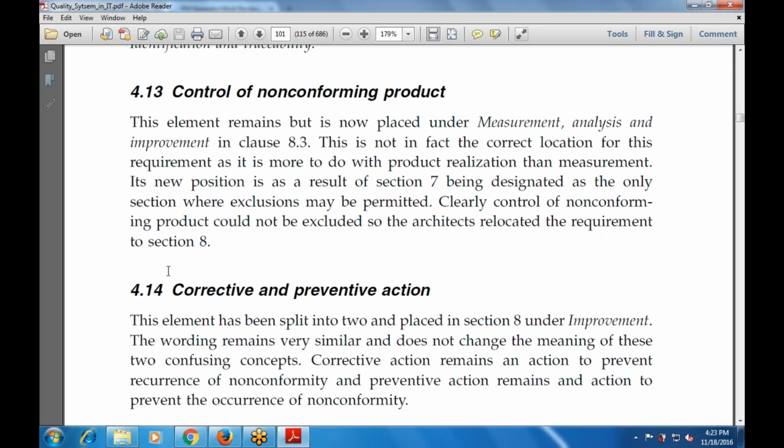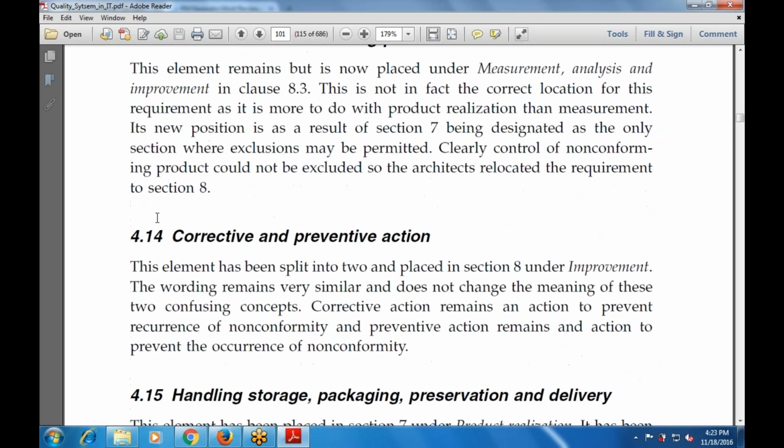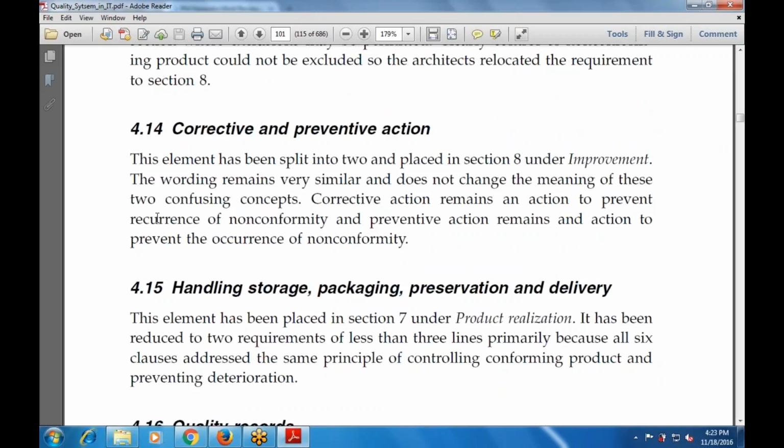Then handling, storage, packaging, preservation, and the delivery. That is used with the product realization, that is used to reduce the requirements to less than 3 lines primarily, because all the 6 clauses have addressed the same principle of controlling conformity and preventing deterioration. Deterioration means whatever the material, whatever the issue that is destroyed, that is done over here.